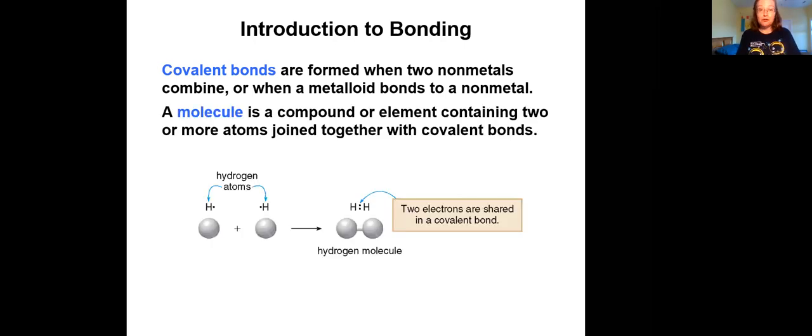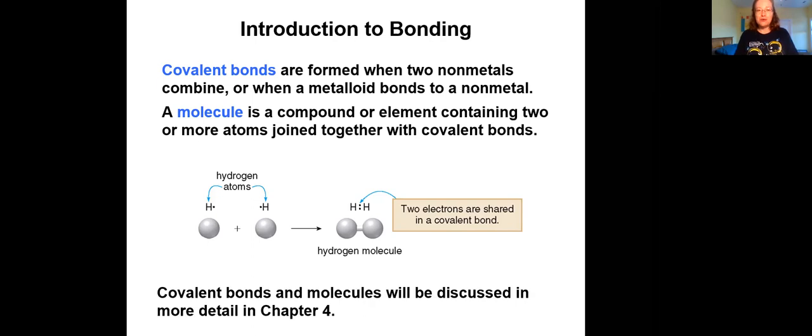A molecule is a compound or element containing two or more atoms joined together with covalent bonds. So far, we've mostly just used the term compound or element or mixture. Molecule is just one additional term. Sometimes a compound is a molecule, sometimes an element is a molecule, but what will always be true is that a molecule is made from covalent bonds.